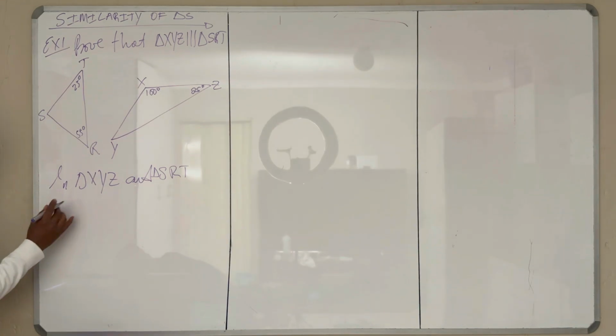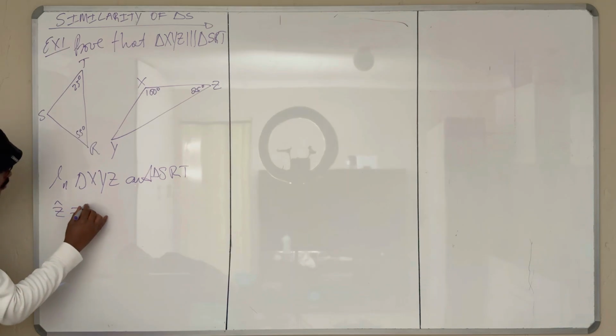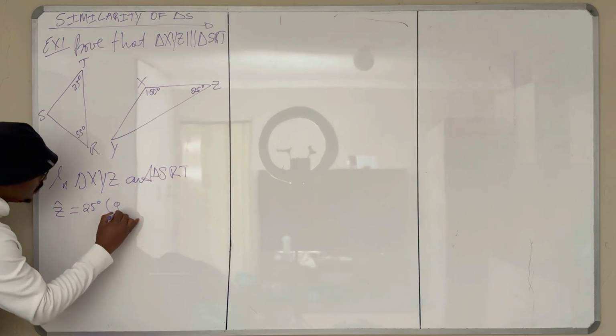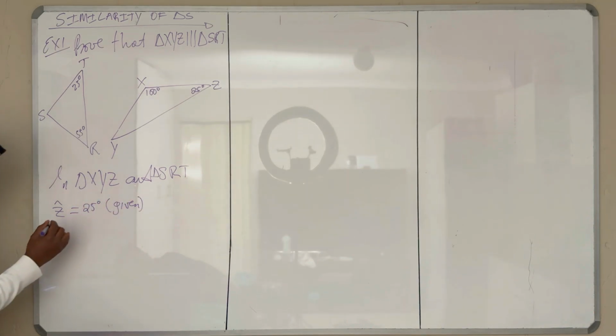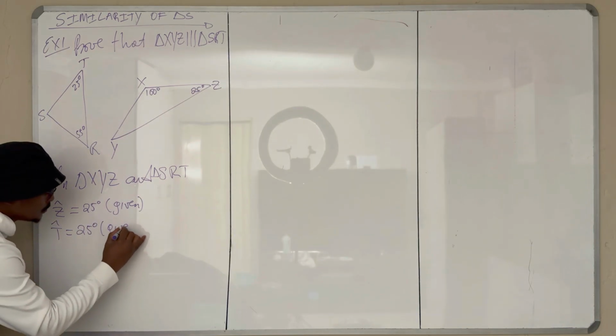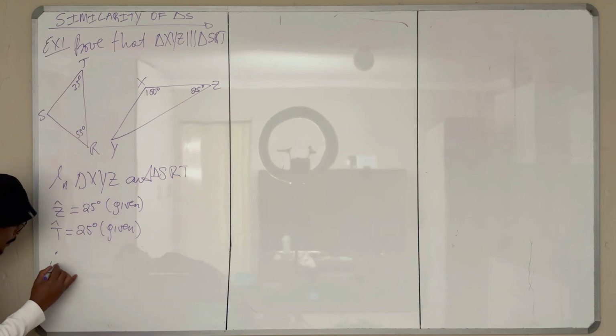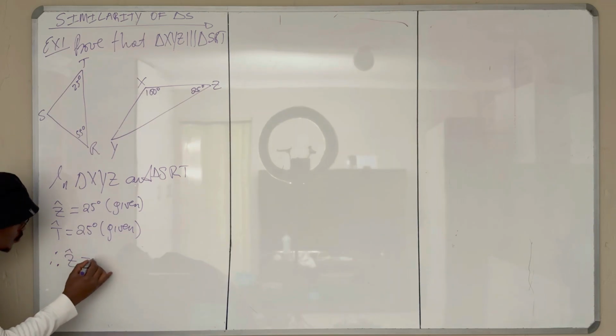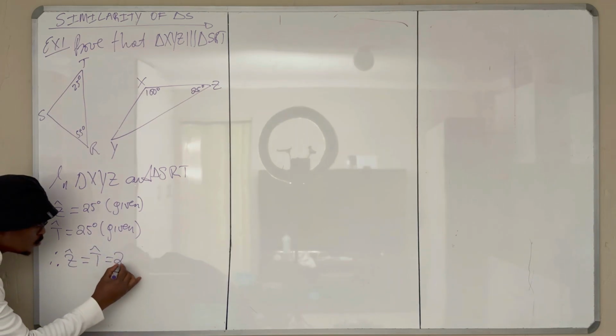We can say that our angle Z is equal to what? It's equal to 25 degrees. This was given, right? Yes. And our angle T is equal to 25 degrees, which was also given. We can say, therefore, angle Z is equal to angle T. They are both equal to 25 degrees.